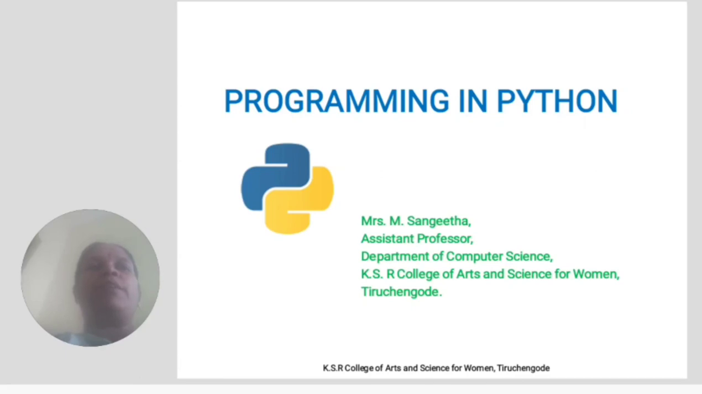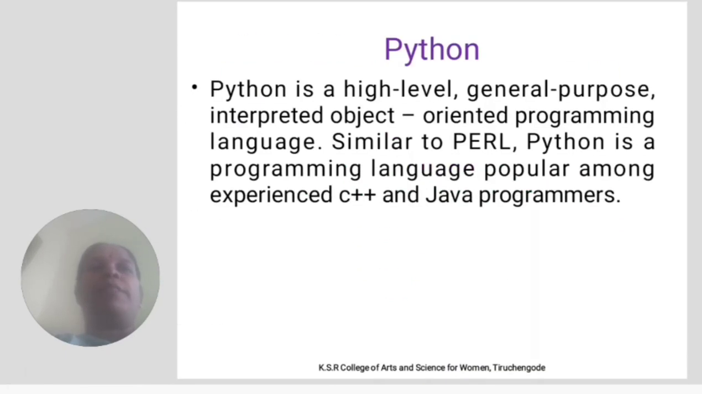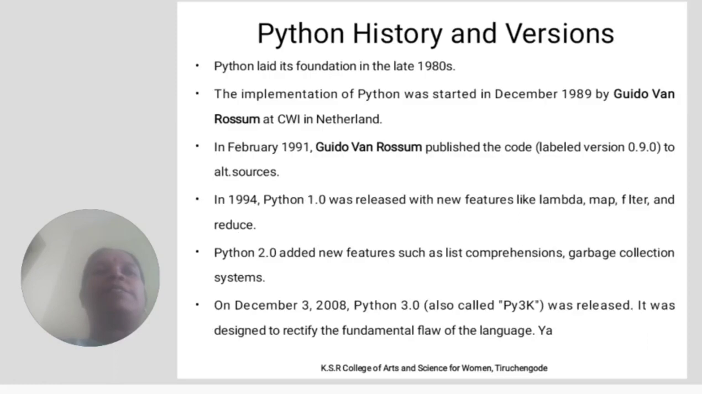Today we learn about Python in Programming, Unit 1, Python. Python is a high-level, general-purpose, interpreted, object-oriented programming language. Similar to Perl, Python is a programming language popular among experienced C++ and Java programmers.